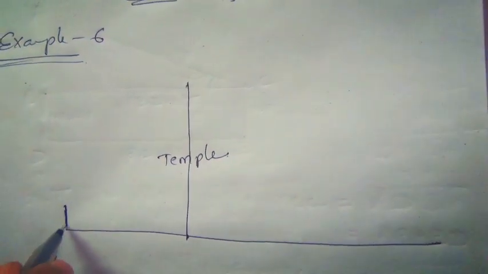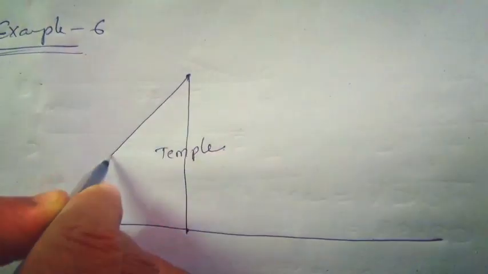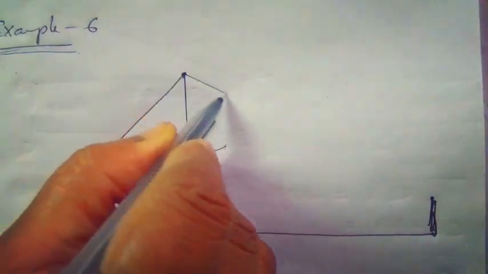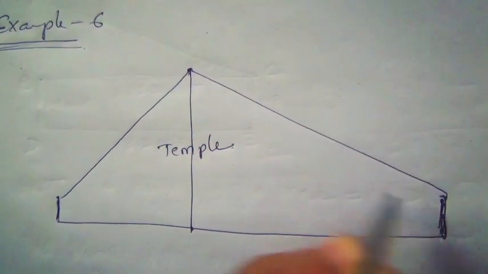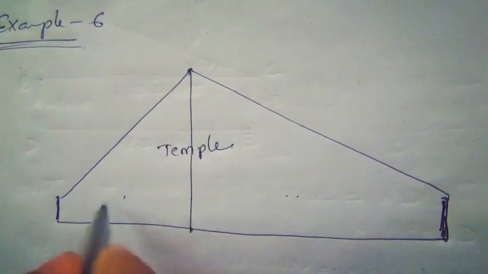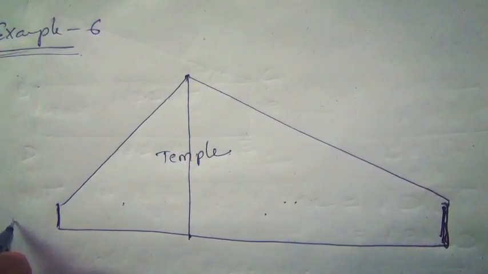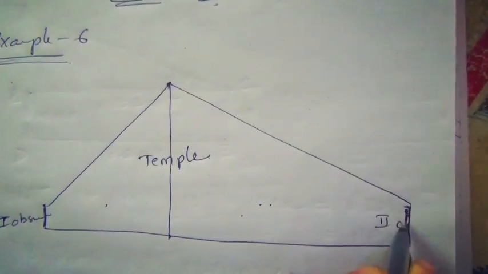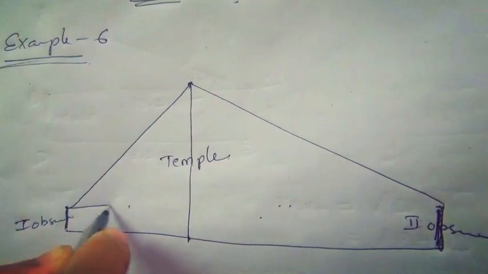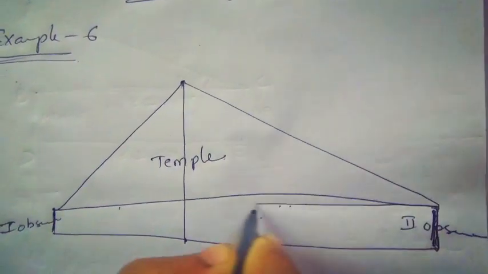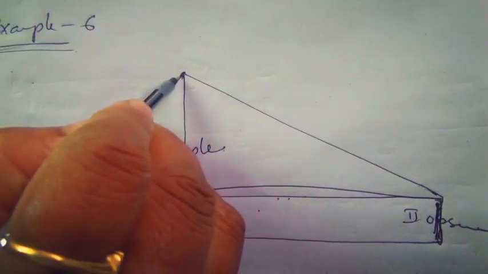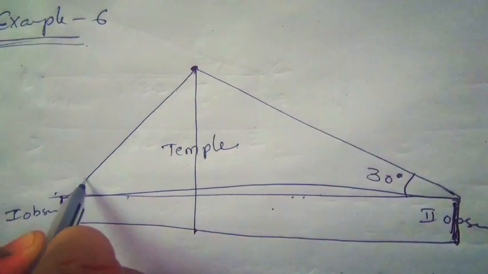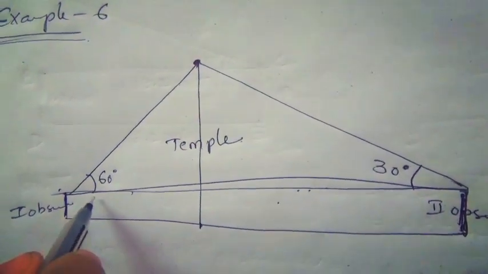One person was standing here and observing the top of the temple. And one more person was standing here and observes the top of the temple. On either side of this temple, first observer and second observer. They were observing the top of the temple at an angle: one person was observing at 30 degrees and another person was observing at 60 degrees.